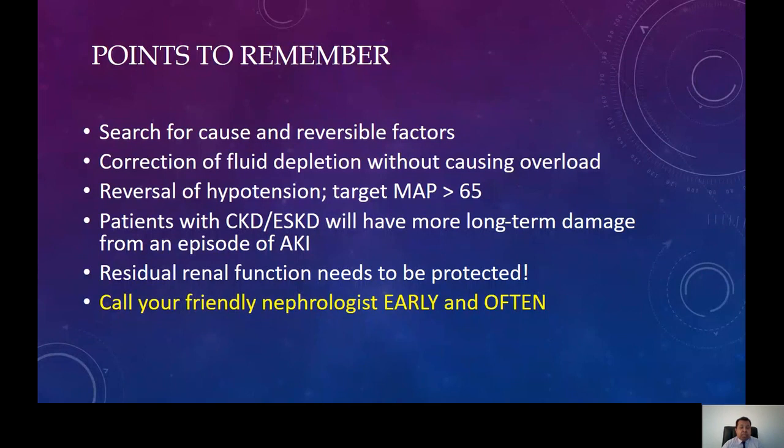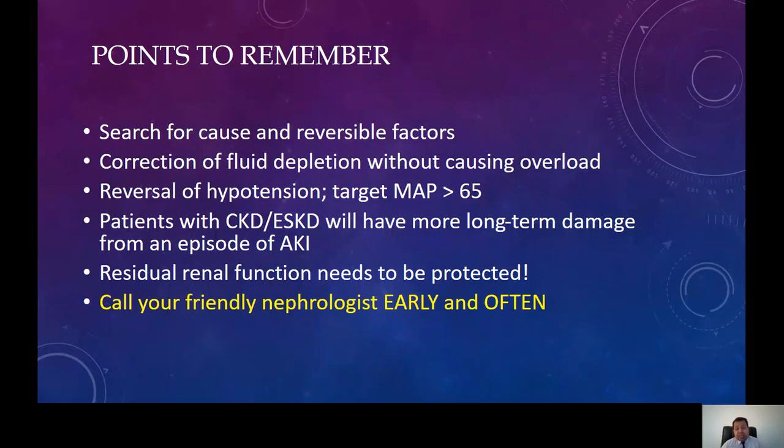Reversal of hypotension is of paramount importance. Therefore, the target MAP should be at least more than 65. Patients with CKD will have more long-term damage from an episode of AKI, so we need to try to prevent AKI in children with underlying CKD. Residual renal function needs to be protected, so you need to support every aspect in the body to keep the residual renal function.